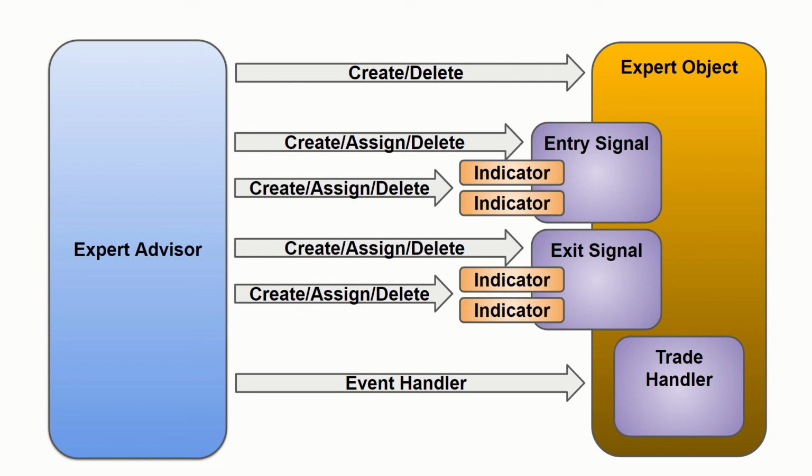So entry signals and exit signals make the decision on trading. Indicators provide the values that support those decisions. And the expert object then executes on those trade decisions. So that's all I have for this week.